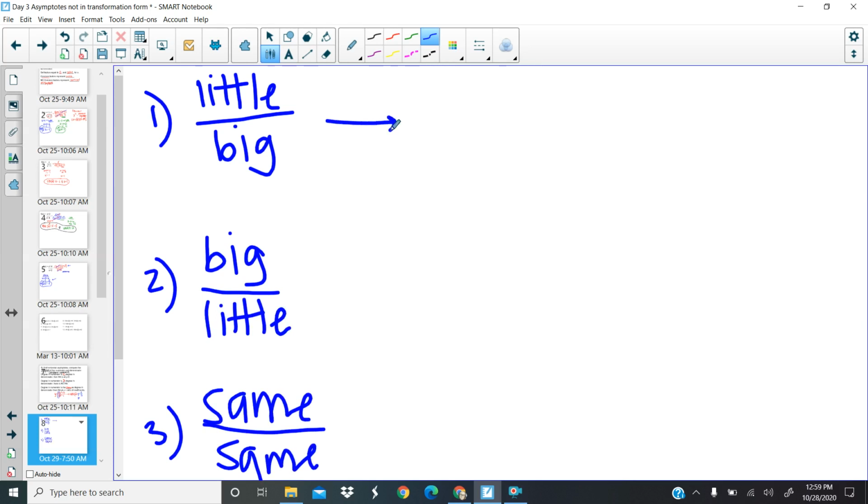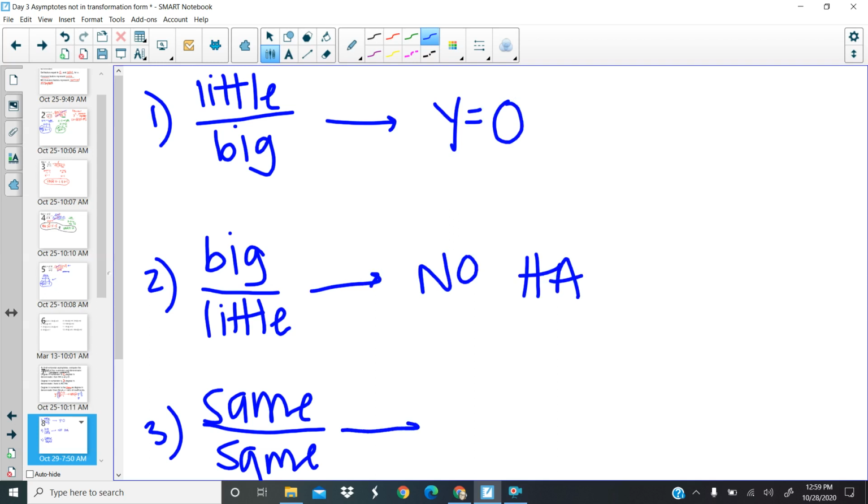Whenever you have a little over big, so the highest exponent in the numerator is smaller than the highest exponent in the denominator, then the horizontal asymptote is going to be at y equals 0. If you have big over little, then there's not going to be a horizontal asymptote at all, so I would say no HA. And for same over same, the horizontal asymptote is at y equals the ratio of the coefficients.